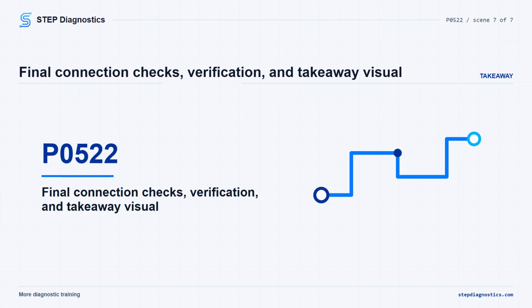The takeaway is simple. Prove the code is active, rule out shared 5-volt problems, inspect the connector, test the supply and signal circuits, then use the forced signal test to separate a sensor fault from a PCM or connection issue.